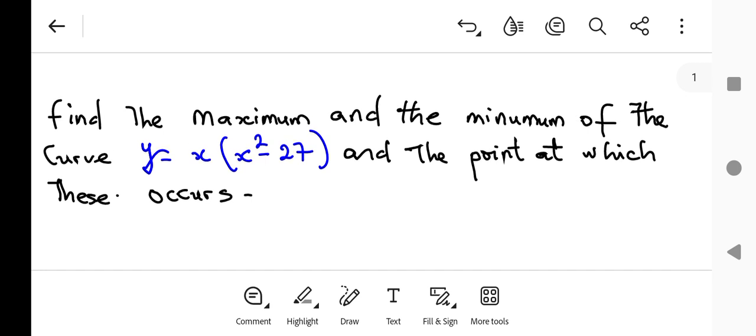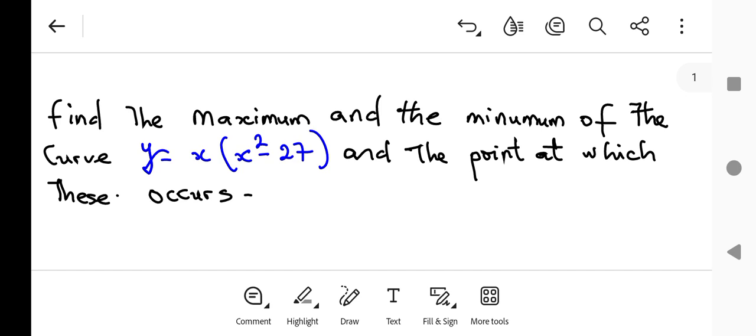So today we are going to be doing some mathematics, and the question before us is: find the minimum and maximum of a curve y, which is equal to x into x squared minus 27, and the point at which this occurs, right? This is very straightforward and you will see it in most questions, in your JAM question or your JAMB question or your SAT mathematics or whatever you have.